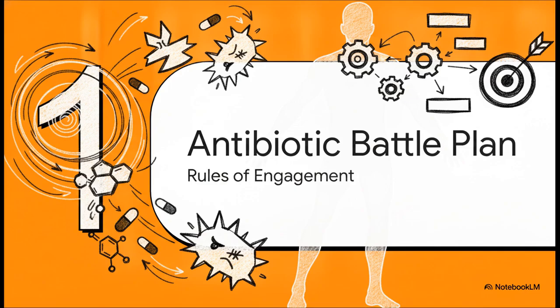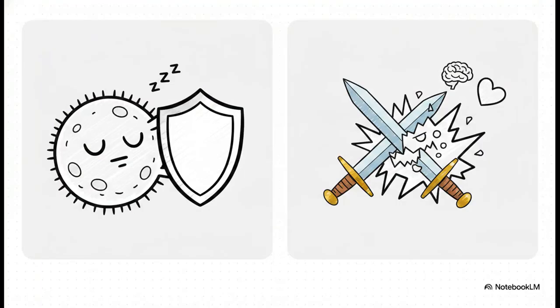Before we deploy our pharmacological weapons, we absolutely must establish the strategic metrics and rules of engagement. Okay, so the most crucial point here is choosing between bacteriostatic and bactericidal agents, and this totally depends on your patient's immune status and the actual infection site. Bacteriostatic agents just pause bacterial growth. That means they rely entirely on the host's own defenses to step up and actually clear the infection.